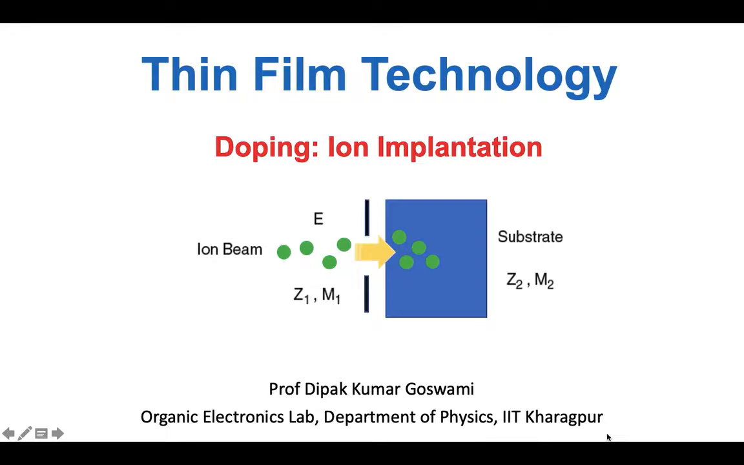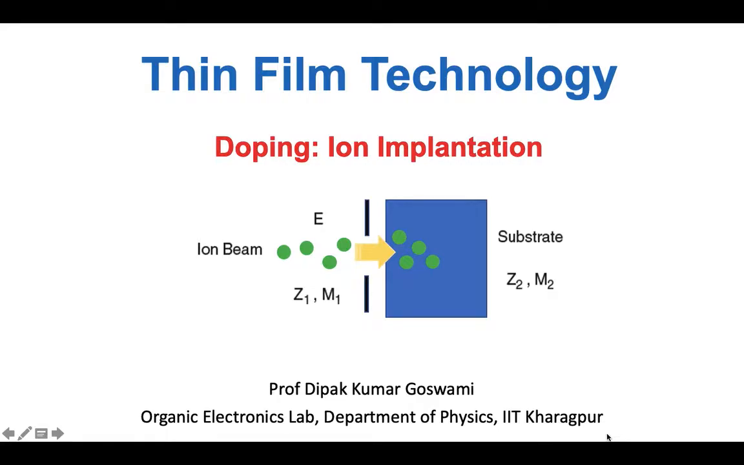I welcome you all to the second class of doping. In the last class, I discussed the two processes of doping. The first one is diffusion, and the second one is ion implantation. Today, I am going to elaborate on the second topic, ion implantation.